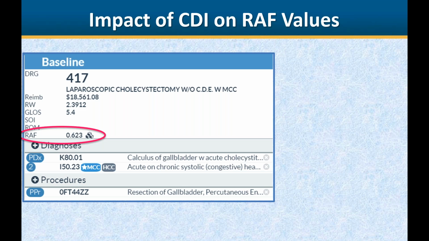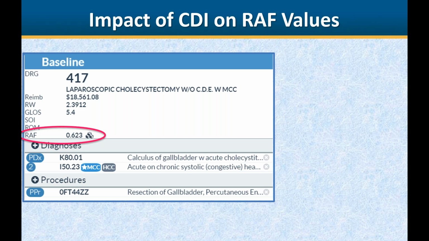you queried because they had some renal insufficiency, but the doc hasn't answered yet. And post-op, they developed acute on chronic systolic congestive heart failure, which, of course, the cardiologist documented thoroughly. And this is the profile. You're going to get reimbursed $18,000. There is an expected length of stay of 5.4 days. The RAF score is 6.23, et cetera.